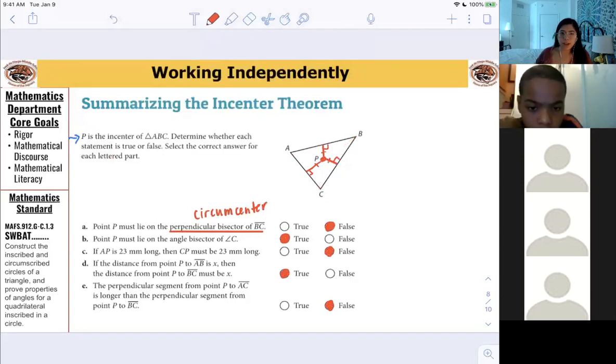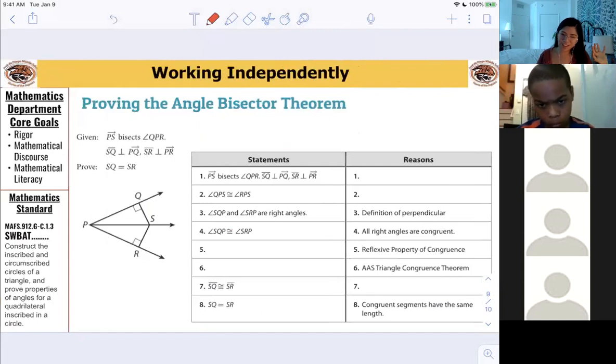All right, so that was kind of summarizing everything. I hope that clears up the difference between incircle and circumcircle. Yay, no proof. Oh no, you thought I spoke too soon. I spoke way too soon. Let's go through this proof.